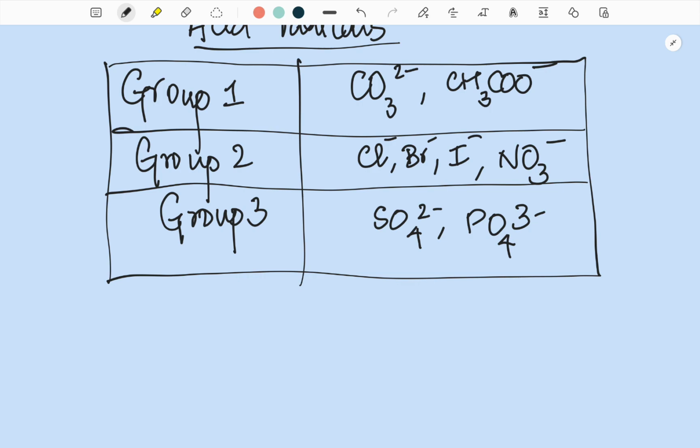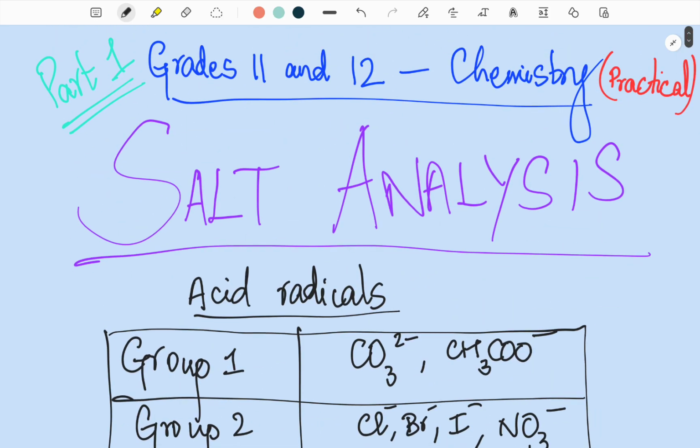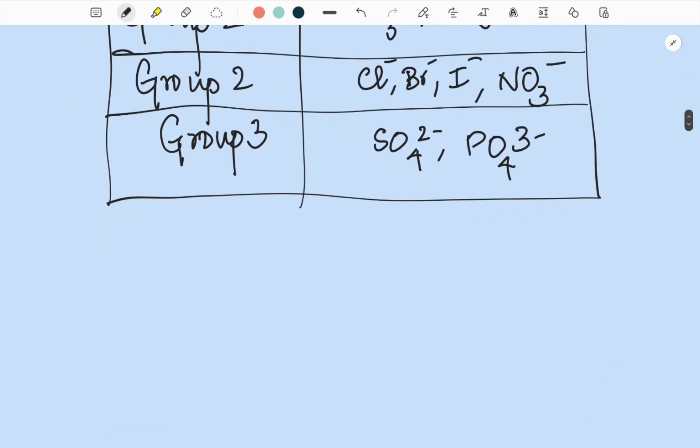Now, let's start with the anion systematic tests. I told you I'm going to split this topic into 4 or 5 parts. In this part, I'm going to cover the systematic tests for anions, and also the preliminary analysis, the preliminary observations. Now, what do you mean by systematic tests? Systematic test is another word for identification test.